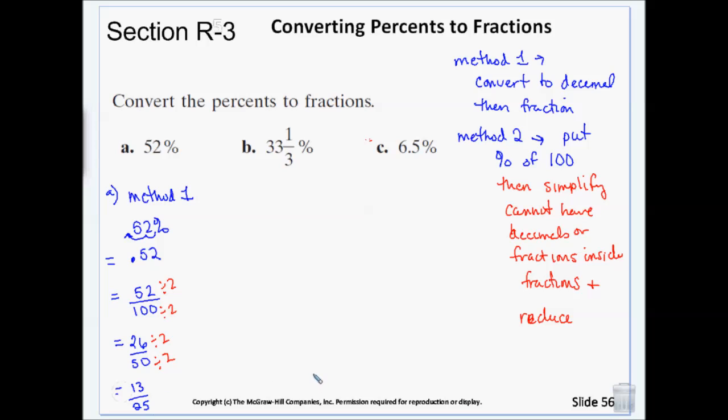Method 2 is making the percentage a fraction and then reducing. So I take this number, 52, and I always put it over 100. And then in this instance, I'm going to just reduce, which if you look with our method 1, we ended up with that exact same step, 52 over 100. So we get 13 over 25.